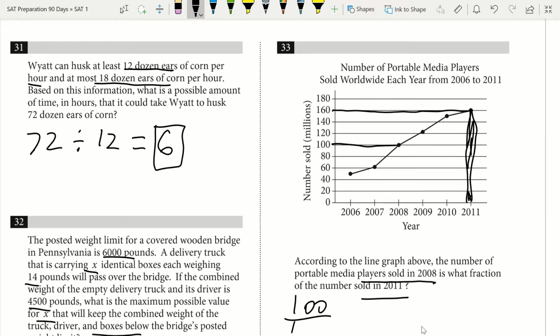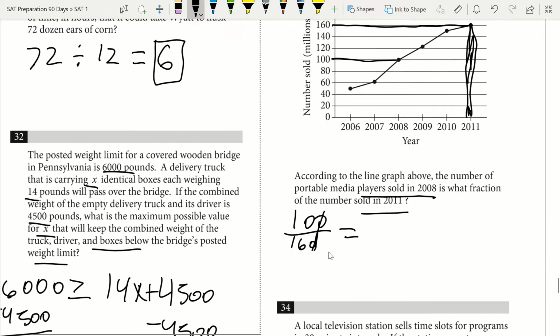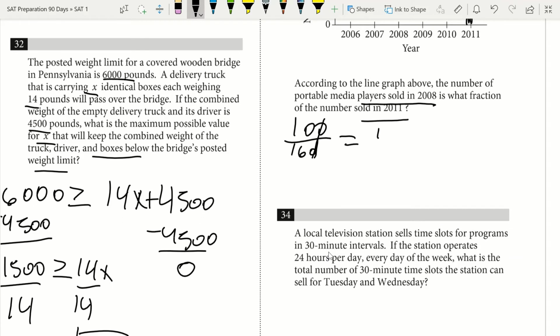Okay, so for my fraction, I can take that 0 away. Scroll down. Okay, I can get rid of those zeros by cross-canceling. I have 10 over 16 then. 10 over 16 is going to equal 5 over 8, so my answer there is going to be 5 over 8. All right, now I've got question 34.